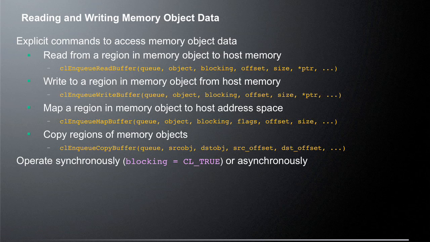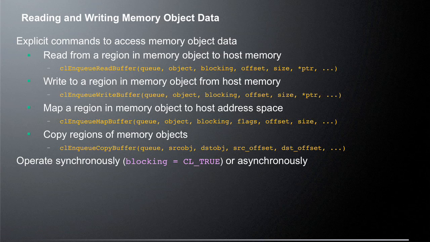There's an equivalent call to write to a region of a memory object from host memory, and that is conveniently named CL enqueue write buffer. It takes very similar arguments to the read buffer, except that the direction it moves data is the exact opposite. Whereas read buffer takes data from a memory object and places it in host memory, write takes data from host memory and puts it into a memory object.